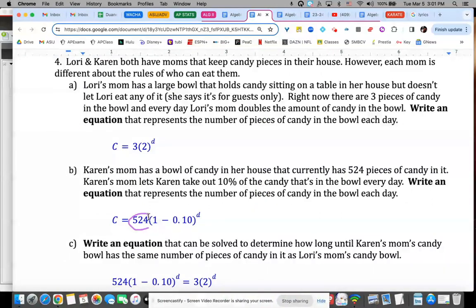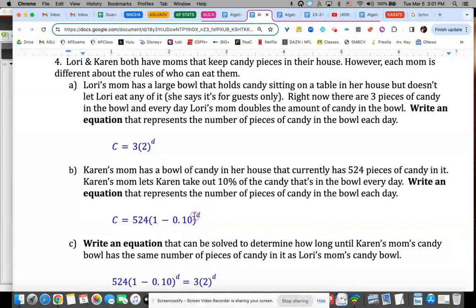We have 524 pieces of candy to start with. We're removing, taking out 10%. So that's like, I could take that and put it together and change it into 0.9, right? So removing 10% is the same thing as having 90% left over. So that's why that looks the way it does, 1 minus 10, because you're taking away 10%. And again, that turns into a daily rate of 90% left over each day.